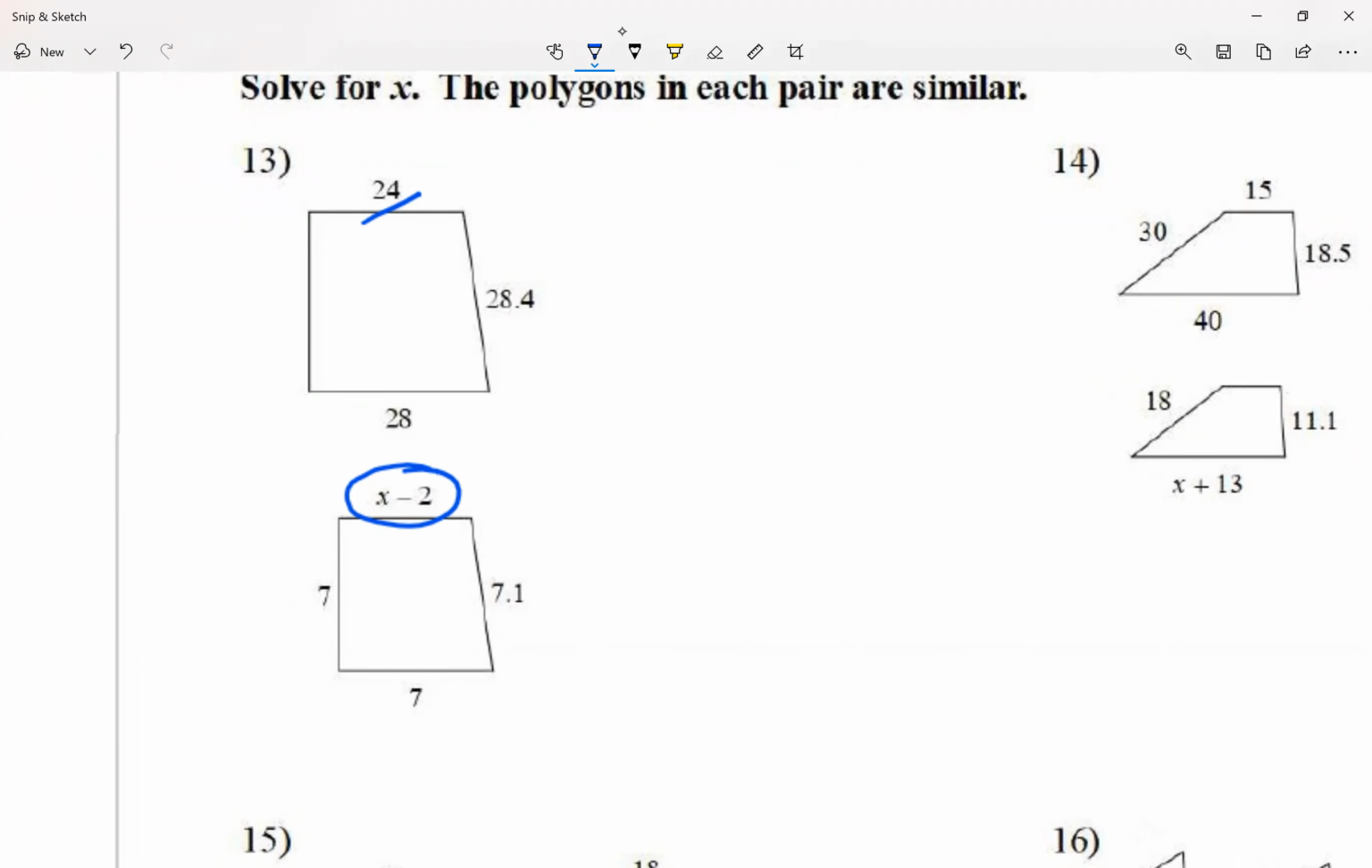I don't want to deal with decimals. We could use decimals, but I don't want to deal with decimals. I have to choose two sides because I'm going to write two fractions. I have to choose two sides from each polygon. I'm going to use the 7, which is corresponding to the 28. So I'm just going to write x minus 2 and 7. Notice how x minus 2 and 7 came from the same figure. I know x minus 2 is corresponding to 24, and 7 is corresponding to 28.